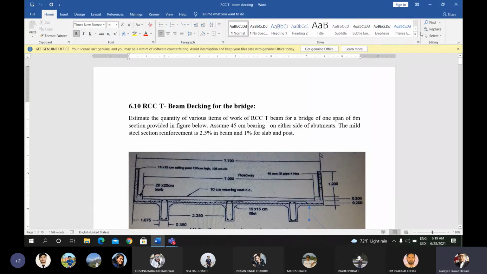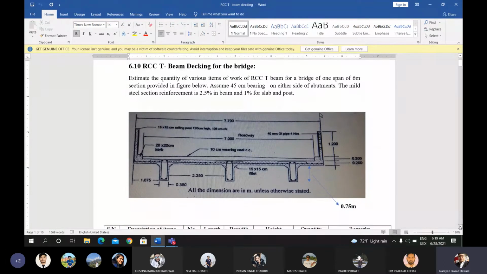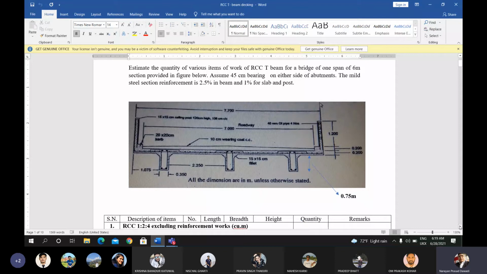Now look at this figure. From this figure, you know very well the RCC T-beam decking. Estimate the quantity of various items of work of RCC T-beam for a bridge of one span of 6 meter, section provided in the figure below. The length is about 6 meter, with 45 centimeter bearing on either side of the abutment. So the total length will be 6 plus 2 into 0.45, 6.9 meter, will be the total length of each span. And the mild steel reinforcement is 2.5% in the beam and 1% for slab and the post. This is given here for the steel reinforcement work.